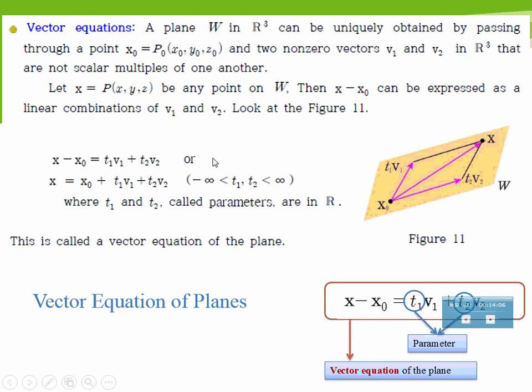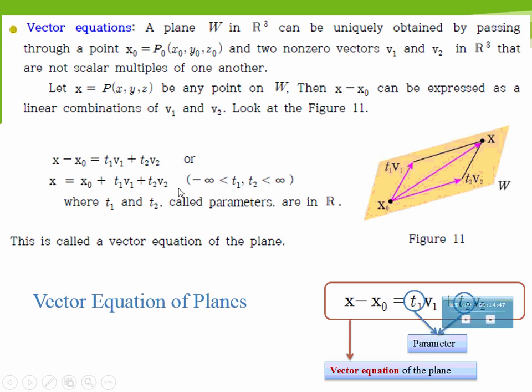Okay, vector equation. Now a plane can be written as a linear combination of vectors. If you have a plane with two vectors, v1 and v2, then any vector on this plane, let's say x, can be written as a linear combination of these two vectors. An arbitrary vector from x naught to x can be written as a linear combination of these two vectors.